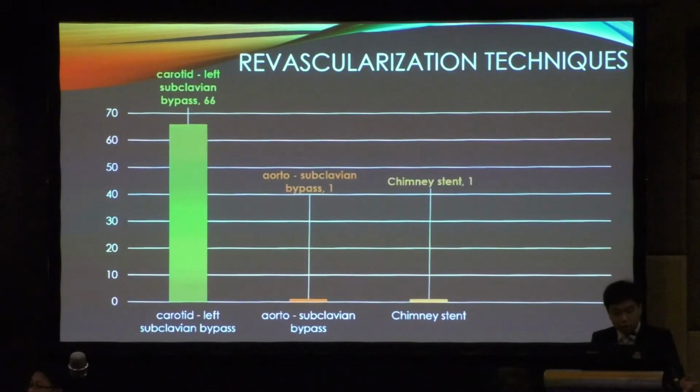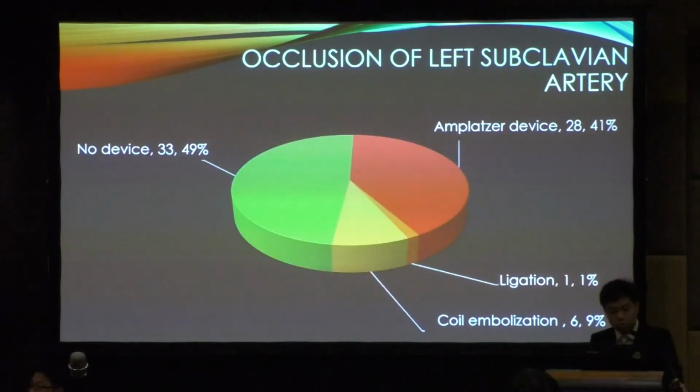Focusing on the revascularization technique, only one was an aortic subclavian bypass and one was a chimney stent. The others were carotid left subclavian bypass. For the left subclavian artery, mostly we didn't occlude the origin. And for those that we did occlude, we used the Amplatzer device for most of the patients. And all of the devices were proximal to the left vertebral artery on the postoperative CT.